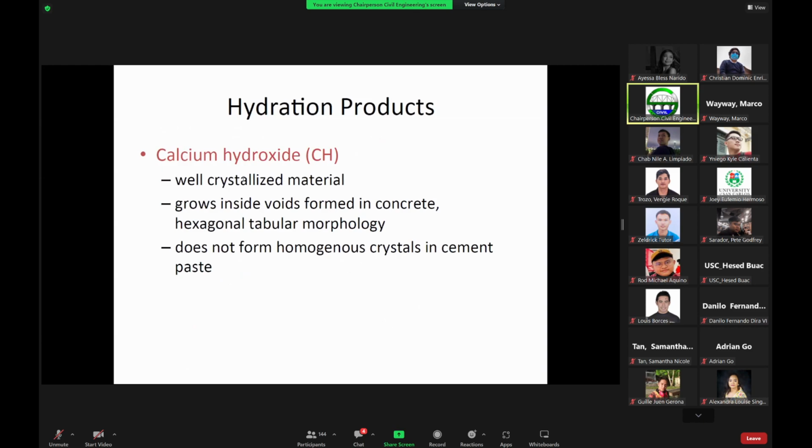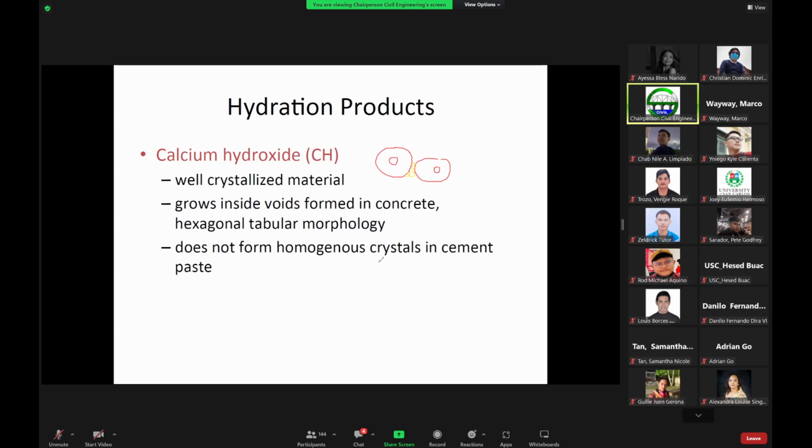Next hydration product, your calcium hydroxide. Unlike your CSH, your calcium hydroxide is well crystallized. And also unlike your CSH, this grows inside the voids formed in your concrete. So you have the cement grain. Your CSH forms around the cement grain, but your CH will form within the void. So you've got another cement grain here, you have CSH, and your CH is what forms here in the void. So wherever it finds a void, it will form CH.